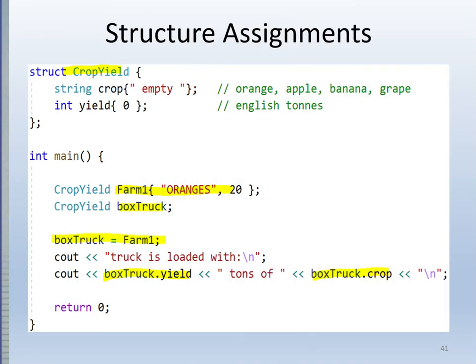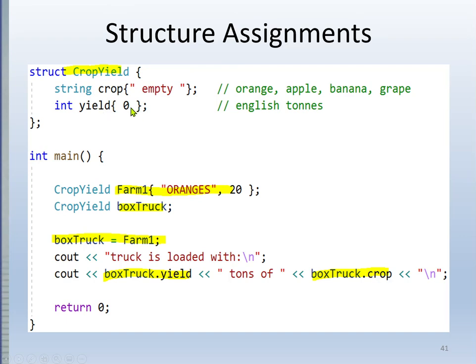Here's another example. We have a crop, and here's our structure, crop yield. This is modified from your textbook. I initialize the crop to empty. I don't have any crop in there. So when I build this thing, when it's first built, if I don't put data in it, and if I forget, it's like a constructor, it will automatically be empty. This acts just like a constructor, and I wouldn't use constructors with structs. I would just use this.